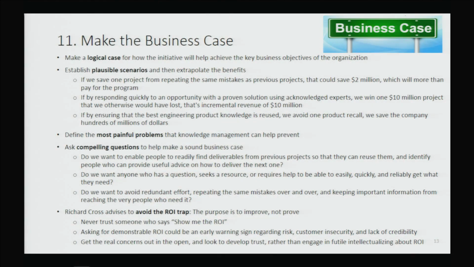Making the business case. This is where you actually make a logical case for doing knowledge management. And in this case, you need to make it tied to the objectives for your company, but you establish plausible scenarios. For instance, you would say, if we could only save one terrible loss project, what would that mean to us? Or if we could prevent one product recall from happening, what would that mean to us? If we get 3 new customers, which we wouldn't have otherwise gotten because we didn't have reusable materials, what would that mean to us? And you try to make the business case that way.